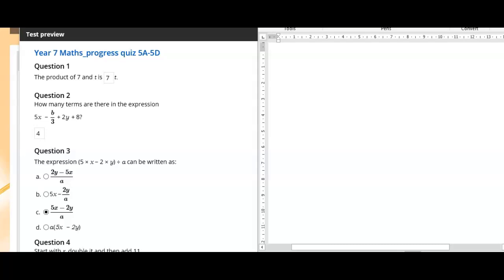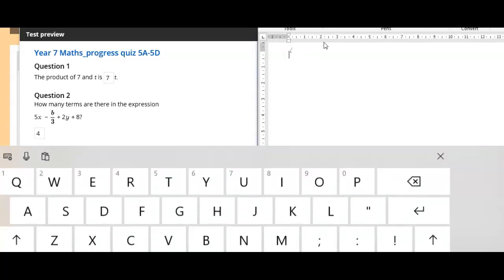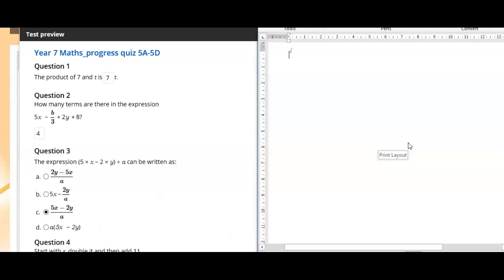Okay, so question 1, the product of 7 and t. So product means to multiply. So if we're multiplying 7 and t, it's 7 times t. Now in algebra, we tend not to write terms with the multiply sign. So 7 times t, we just write that as 7t.